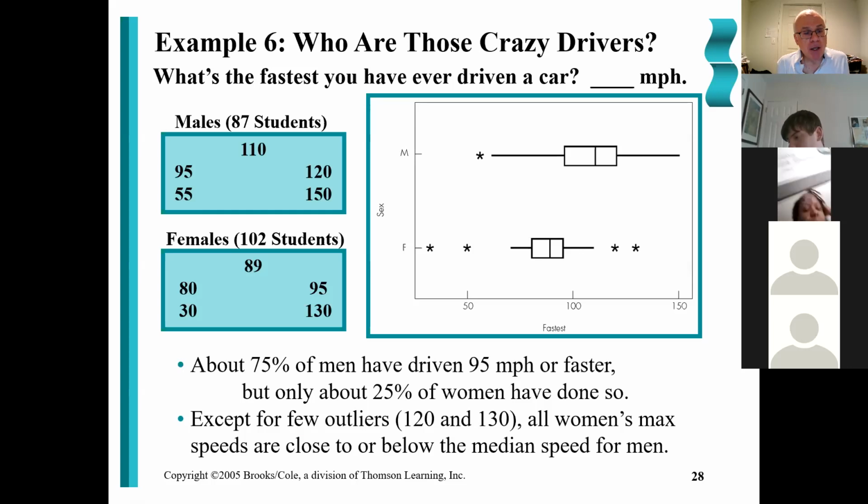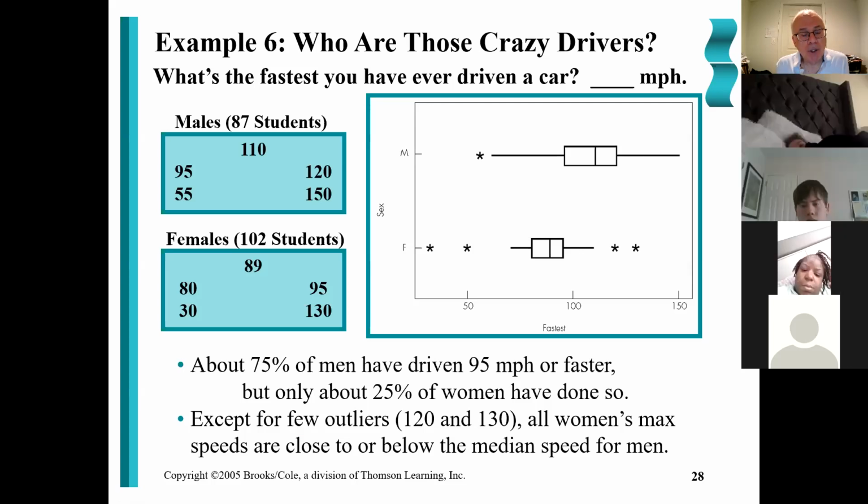Now, I also wanted to ask, how many outliers are there for males? 1. One. Is it lower or upper? Lower. How many are there for females? 4. 4. Okay, good.